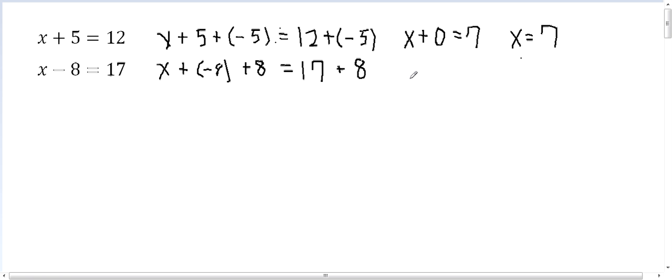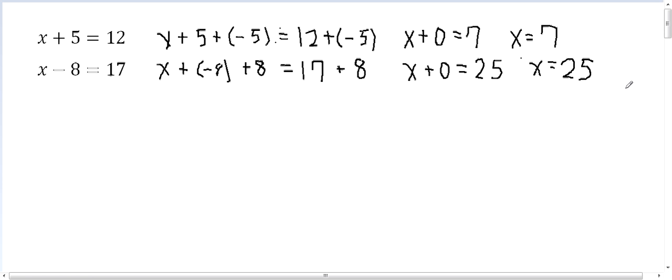Minus 8 and 8 will add to give 0. And 17 plus 8 is equal to 25. X plus 0 is x. So we found that x is equal to 25 in this second equation.